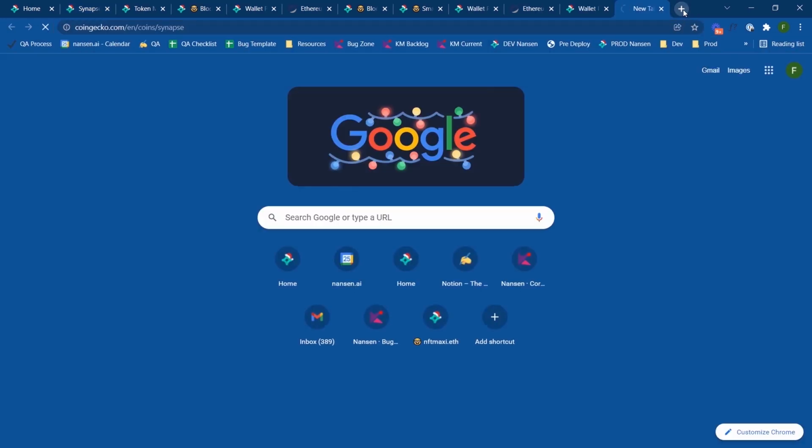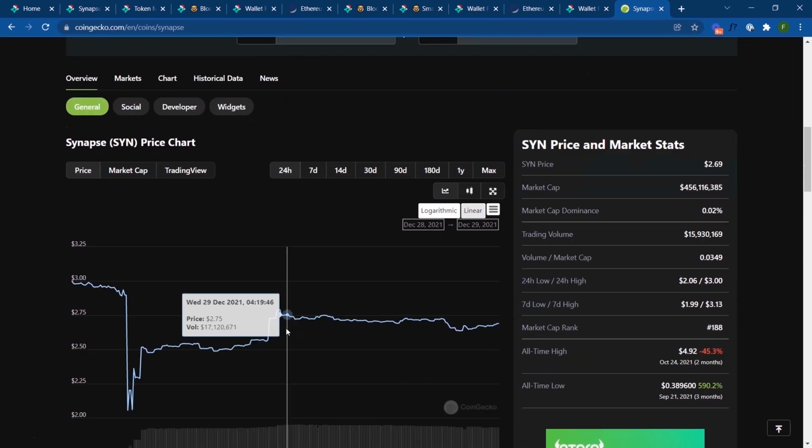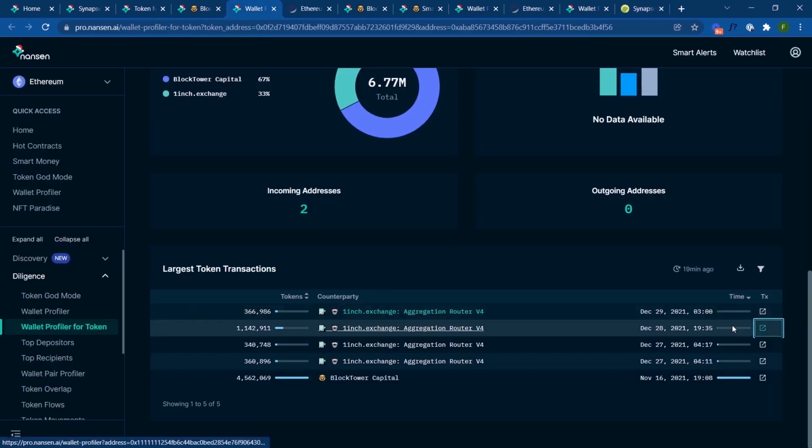The major transaction of the overall Synapse inflow into smart money happened straight after the drop in price at around 7:30 of December 28, 2021. This was in fact the time of the major Block Tower Capital purchase, as shown in their wallet profiler for token.